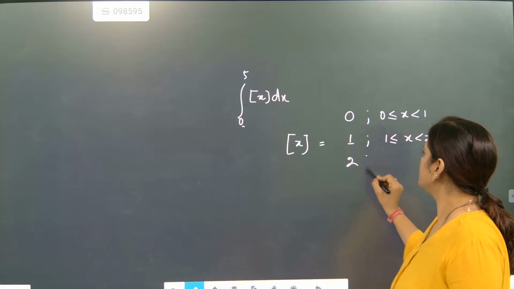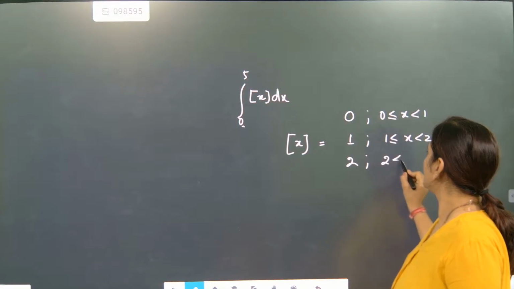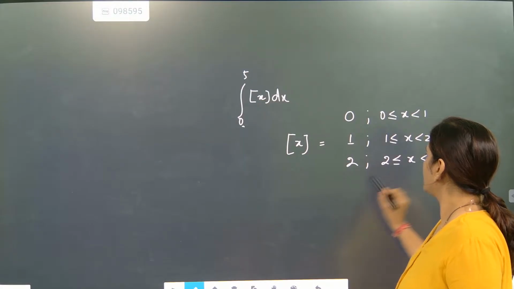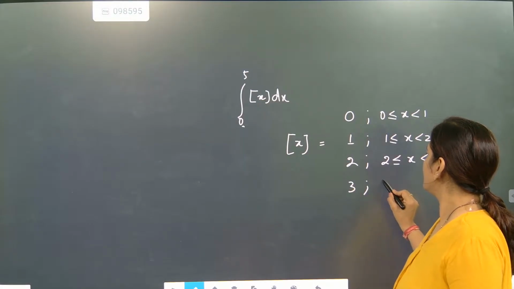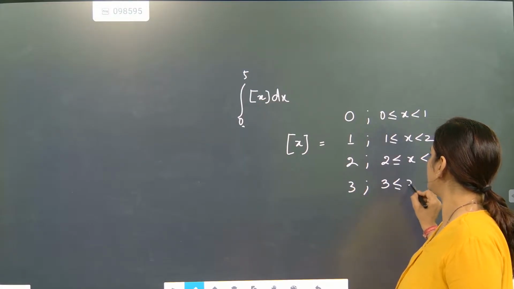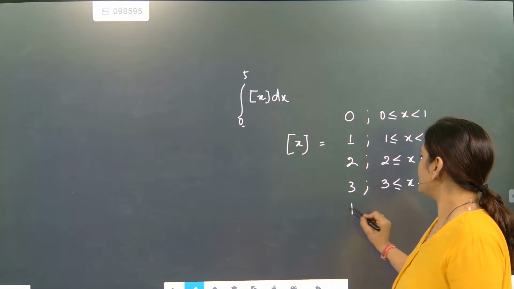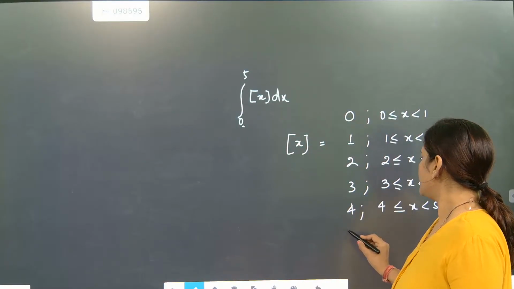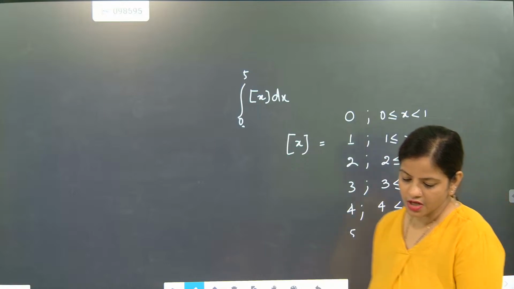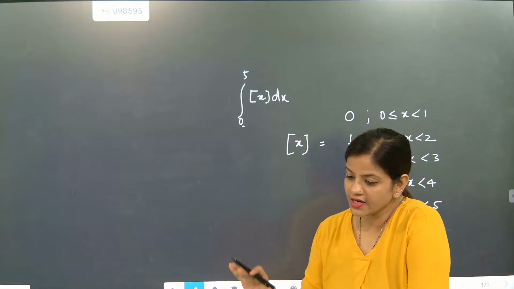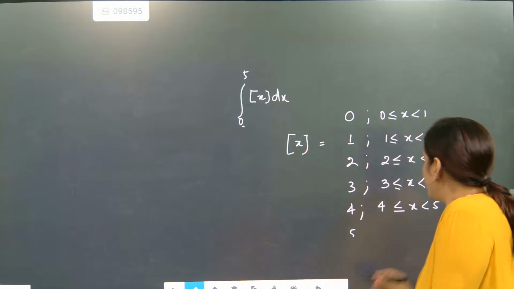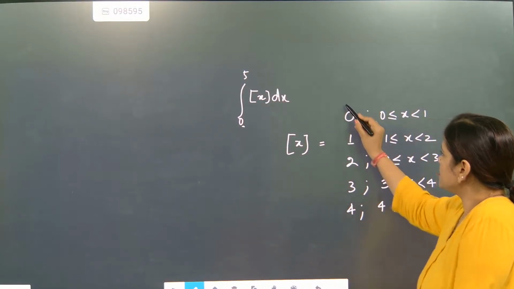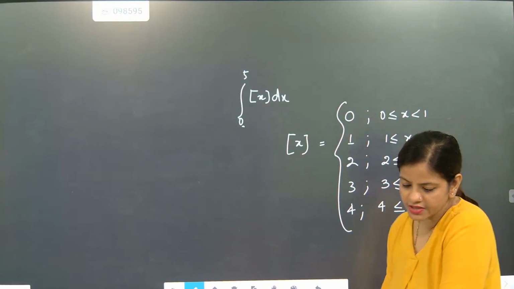It will become 2 when x is from 2 to 3. It will become 3 when x is from 3 to 4. It will become 4 when x is from 4 to 5. It will become 5. Understood or not? So like this. But for 4 to 5, at least, because the upper limit is 5, will it include 5 or not? No. So these are the total parts of greatest integer.